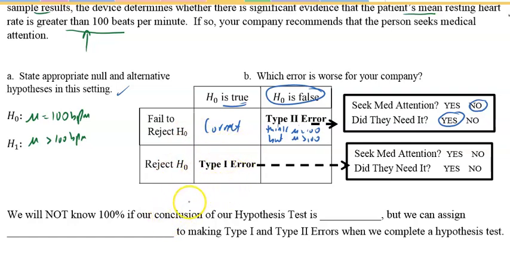Do you need to seek medical attention? No, you don't. That's what the test says. But did you need it? Yes, you needed it. That's really bad. How about type 1 error? Type 1 error is when you reject the null hypothesis. That means, did you seek medical attention? Yeah, because if you reject the null hypothesis, you're assuming that the average is above 100. Did you need it? No, you didn't.